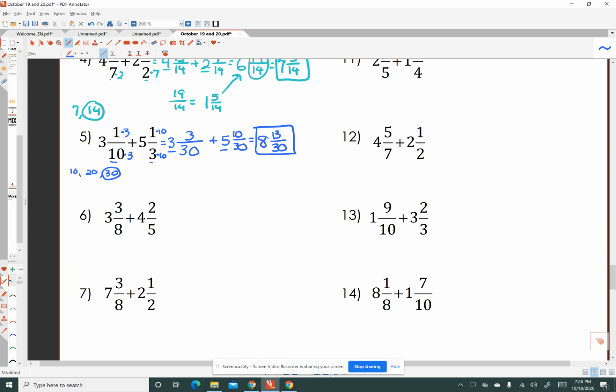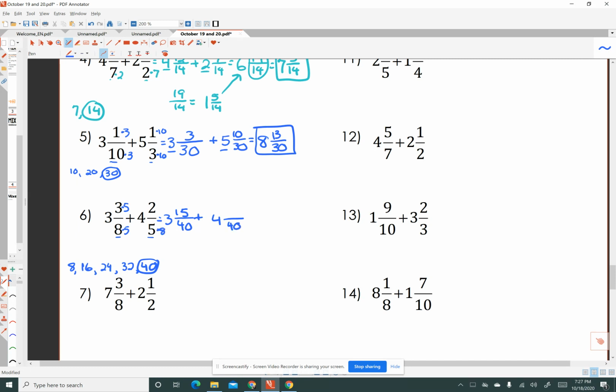Okay, let's move on to number 6. We have denominators of 8 and 5. Let's look at multiples of 8: 8, 16, 24, 32, 40. 40 is also a multiple of 5. That will be our new denominator. So we have 40 for a denominator. So 8 times 5 is 40. 3 times 5 is 15. Plus 4, and we have a denominator of 40.